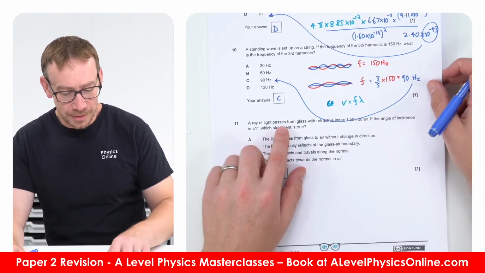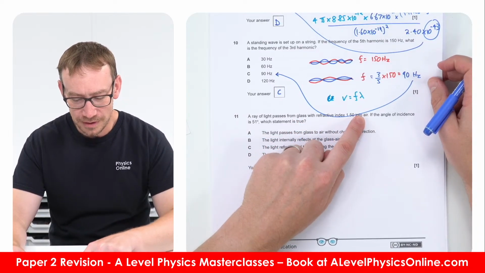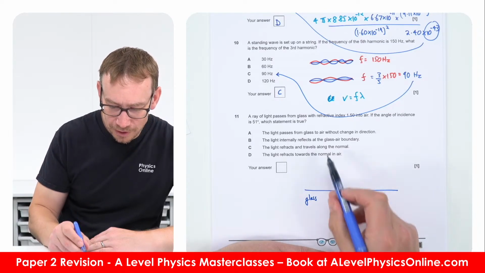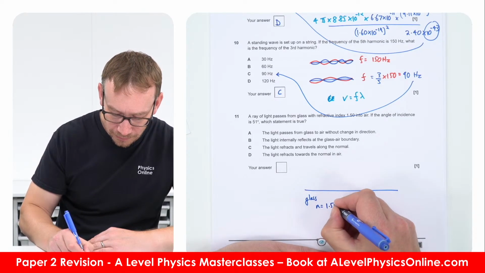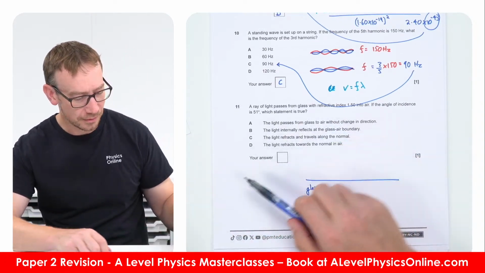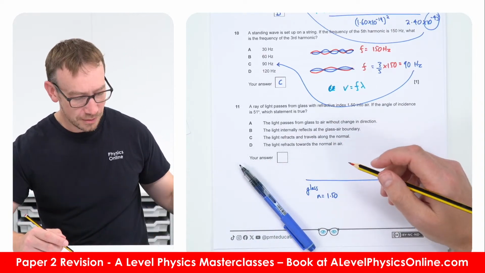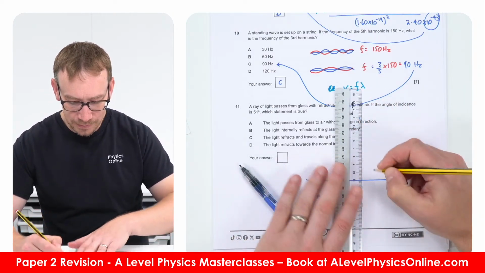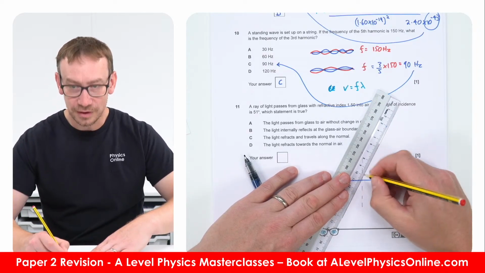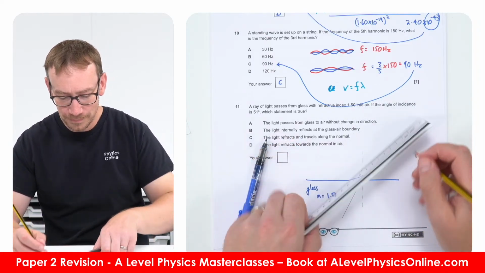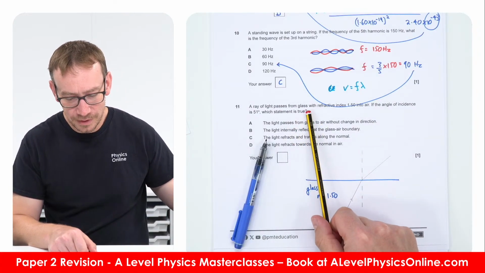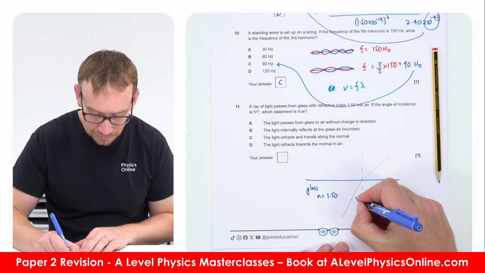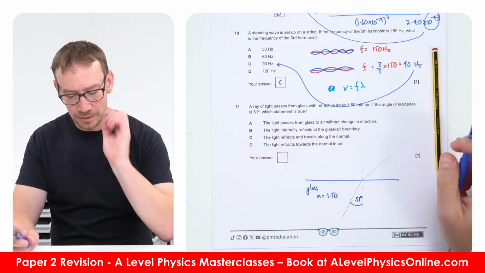Okay. A ray of light passes from glass with refractive index 1.5 into the air. So here's my glass, where n is equal to 1.50, and it says the ray of light passes from the glass into the air. So I'm just going to do my sketch diagram like this. Here's my normal, that's the ray of light, and as it goes into the air it's going to speed up, so it's going to move away from the normal. If the angle of incidence is 51 degrees, so this is 51, which of these is true?